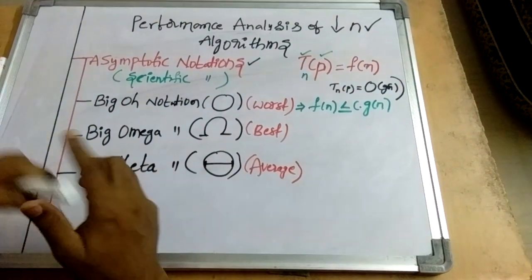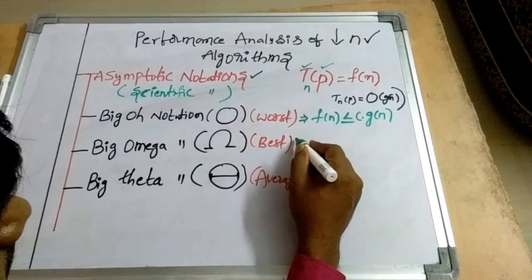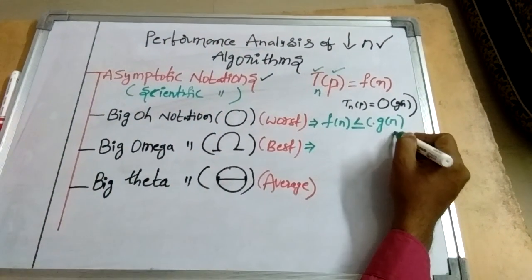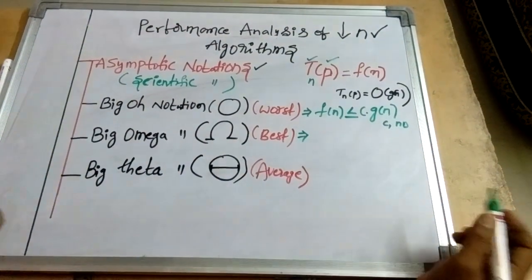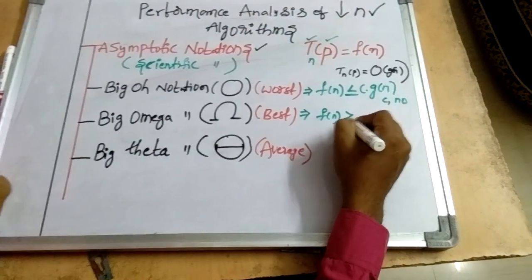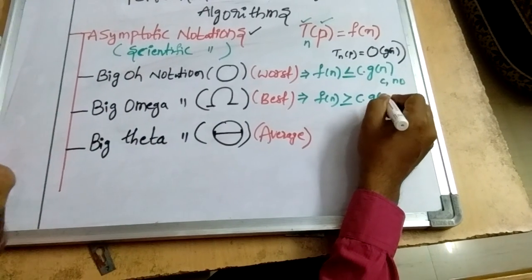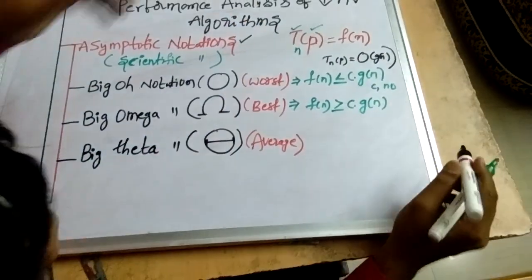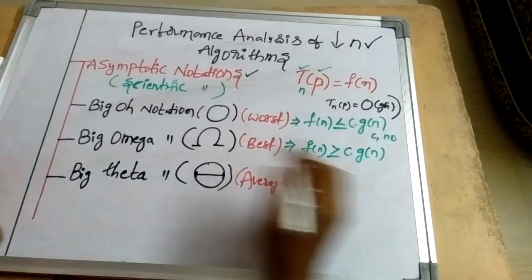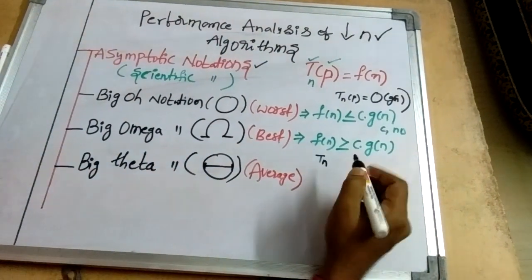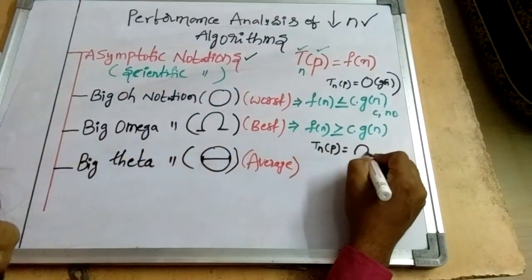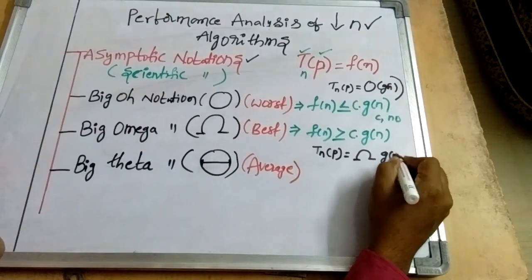We will see later. In a similar sense, we will see that there exist c comma n naught. I will tell what c and n naught are. And in the best case, f of n is always greater than or equal to c into g of n. Then the time complexity is expressed in big omega notation. In big omega notation, the time complexity of input size n of a given program can be represented as the big omega of simply g of n.